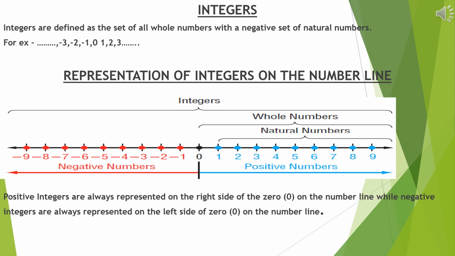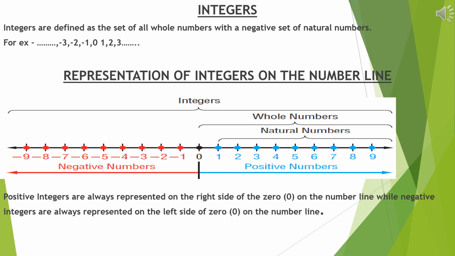Integers are defined as the set of all whole numbers with a negative set of natural numbers. For example, minus 3, minus 2, minus 1, 0, 1, 2, 3, and so on. According to the definition, integers are the collection of whole numbers and the negative set of natural numbers. As you can see in the example, from 0 till infinity, we get the set of whole numbers, and before 0, we get the negative set of natural numbers.